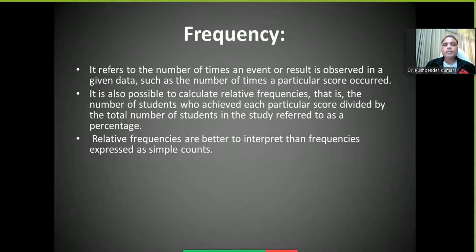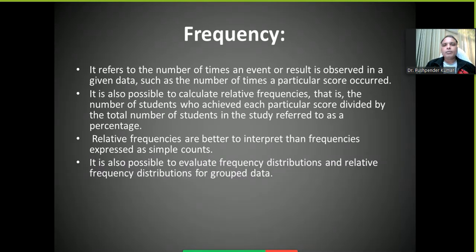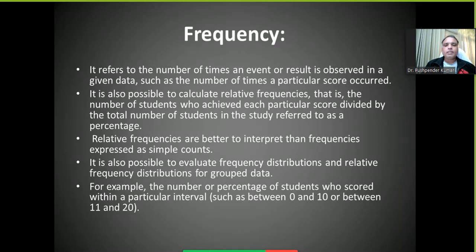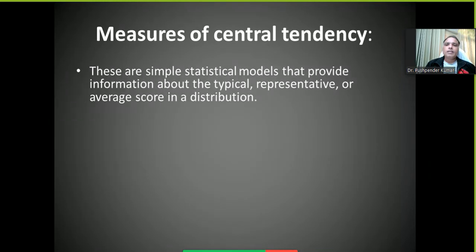Relative frequencies are better to interpret than frequency expressed as a simple count. I'm not going to discuss that statistics, but I hope you understand this relative percentage. It is also possible to evaluate frequency distribution and relative frequency distribution for grouped data. For example, the percentage of students who score within a particular interval, such as between 0 to 10 or 11 to 20.